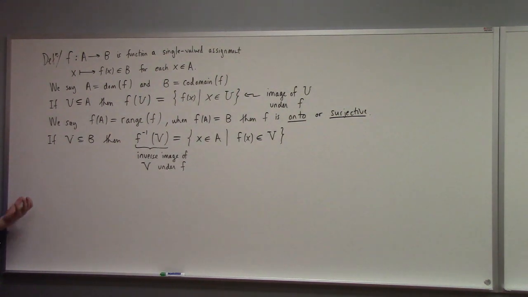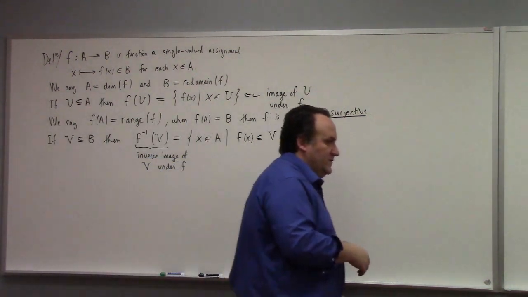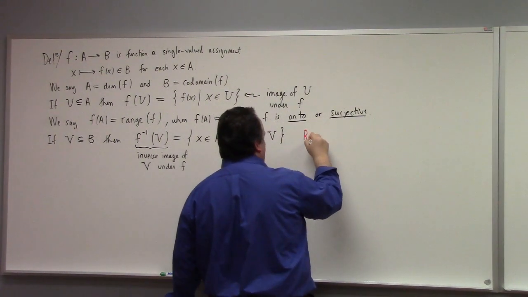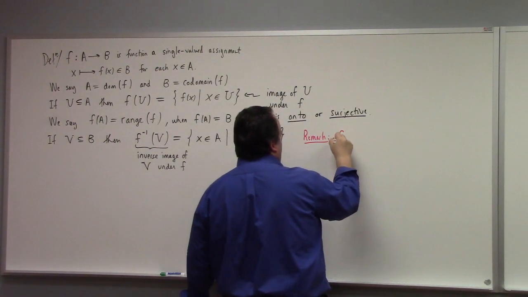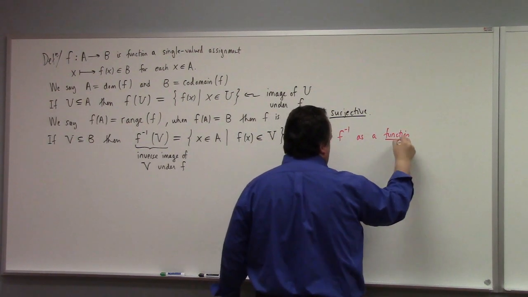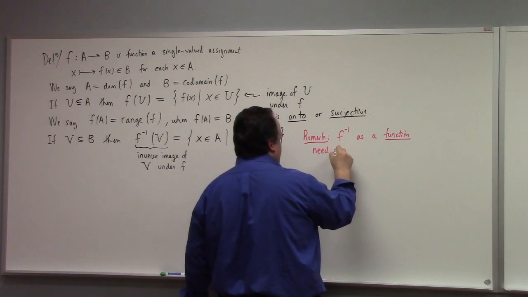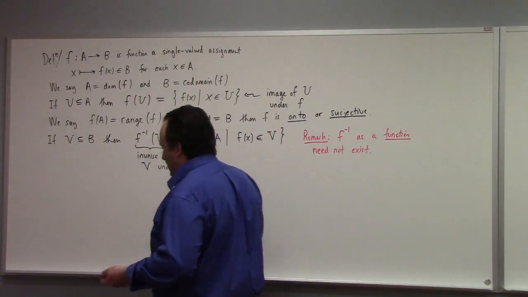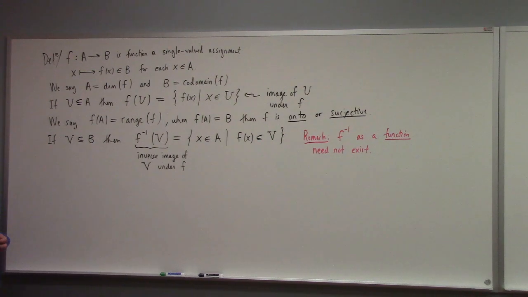Notice that this does not mean, caution, let me make a cautionary remark here. A fundamental confusion students get into here is this: F inverse as a function need not exist. In this context, I didn't tell you enough information about the function to be sure that the inverse actually exists. So it doesn't have to.